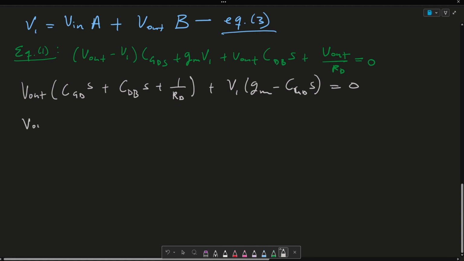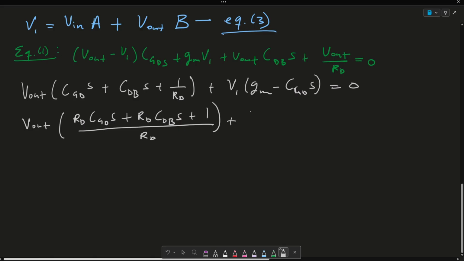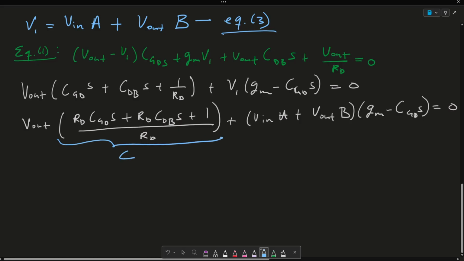And I can say then that Vout, this becomes RDCGDS plus RDCDBS plus 1, all over RD. Plug in V1, I get Vn times A plus Vout times B times GM minus CGDS has to equate to 0. So then what I can do here is I can name another variable. I can call this C.